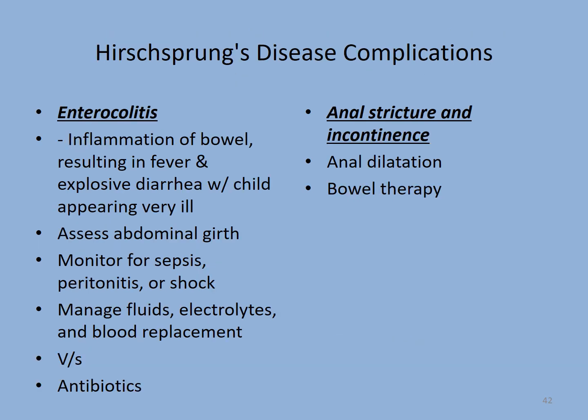The complications can be enterocolitis, which is an inflammation like an infection in the bowel. The kids get very, very sick, and they can go into shock. So it's really, really important to watch closely for that post-operatively. We assess their abdominal girth to make sure it's not growing, and manage their fluids, blood replacements, vital signs, and antibiotics. The other problem that we see sometimes is anal stricture and incontinence.